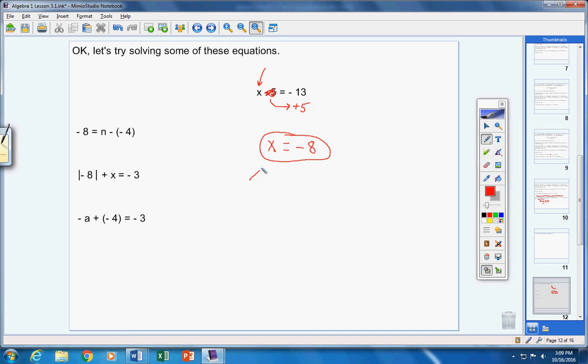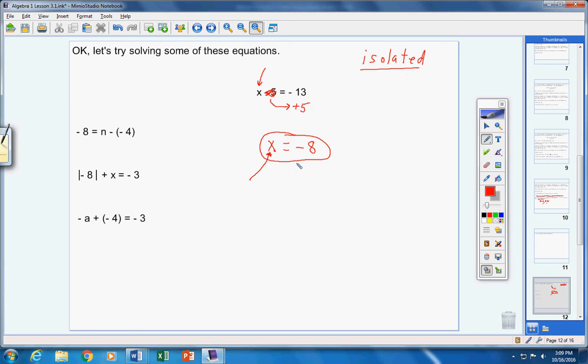Because the x is all by itself. When the variable, whether it's x or n or a, it doesn't matter what the variable is, okay? Whenever the variable is all by itself, we call that being isolated. When the variable is isolated, then we know we're finished.